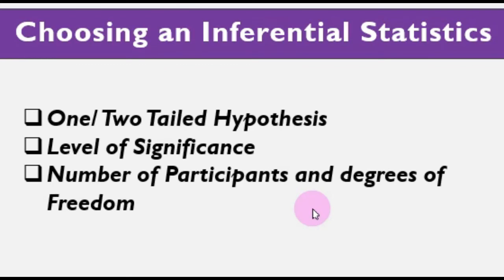One and two-tailed hypothesis. When we say one-tailed, two-tailed, let's go for the two-tailed first. When we say two-tailed, symmetrical. Okay? Pag sinabi natin one-tailed, it's not symmetrical. It's either accept or reject. Next, kailangan mo ma-identify yung level of significance niya and the number of participants and the degree of freedom.